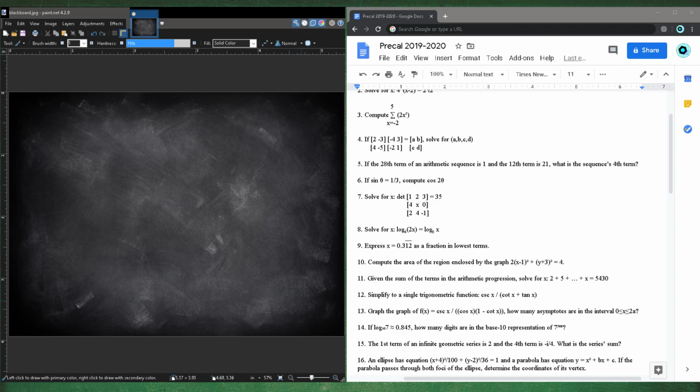Okay, number 7. Solve for x. The determinant of the matrix with rows 1, 2, 3; 4, x, 0; and 2, 4, -1 equals 35.